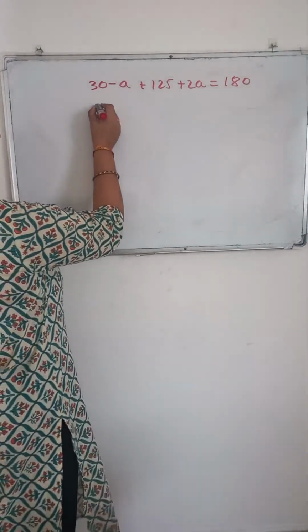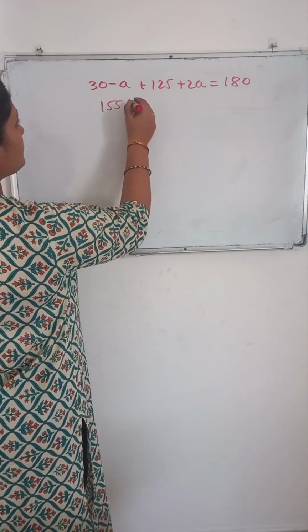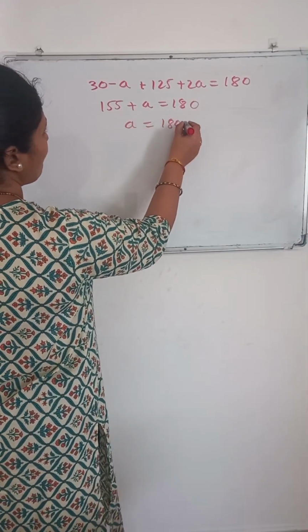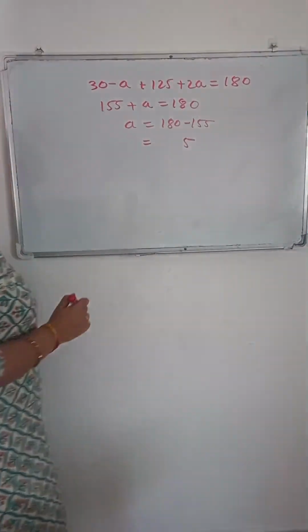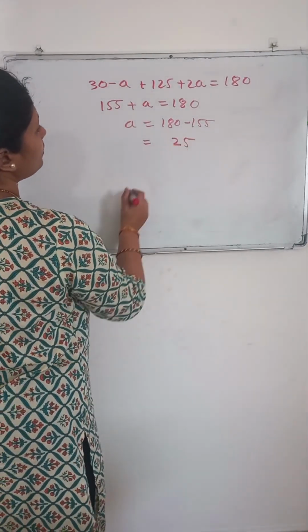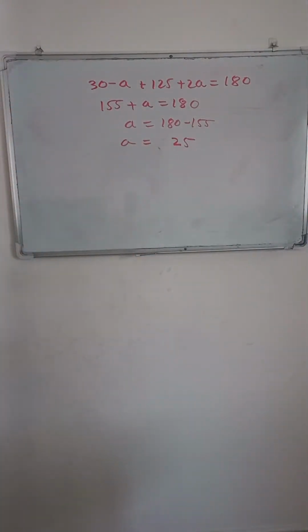Okay, so here 125 plus 30 is 155, minus A plus 2A is A, is equal to 180. So A is equal to 180 minus 155. So 10 minus 5 is 5, and here 2, and here 1 means 0. So A you will get is 25. Okay, they are asking the value for A only, no? Yeah, option D is the correct option. Getting it?